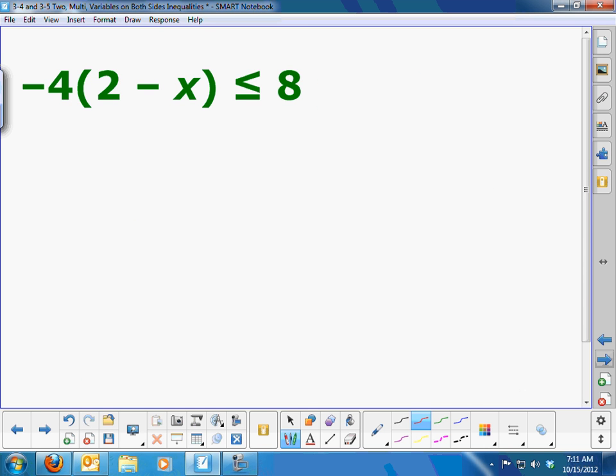Moving on. Here, I have a number outside of parentheses. What does that mean? What am I going to have to do with that negative 4? I'm going to have to distribute. This is distributive property. Negative 4 times 2 gives me negative 8.